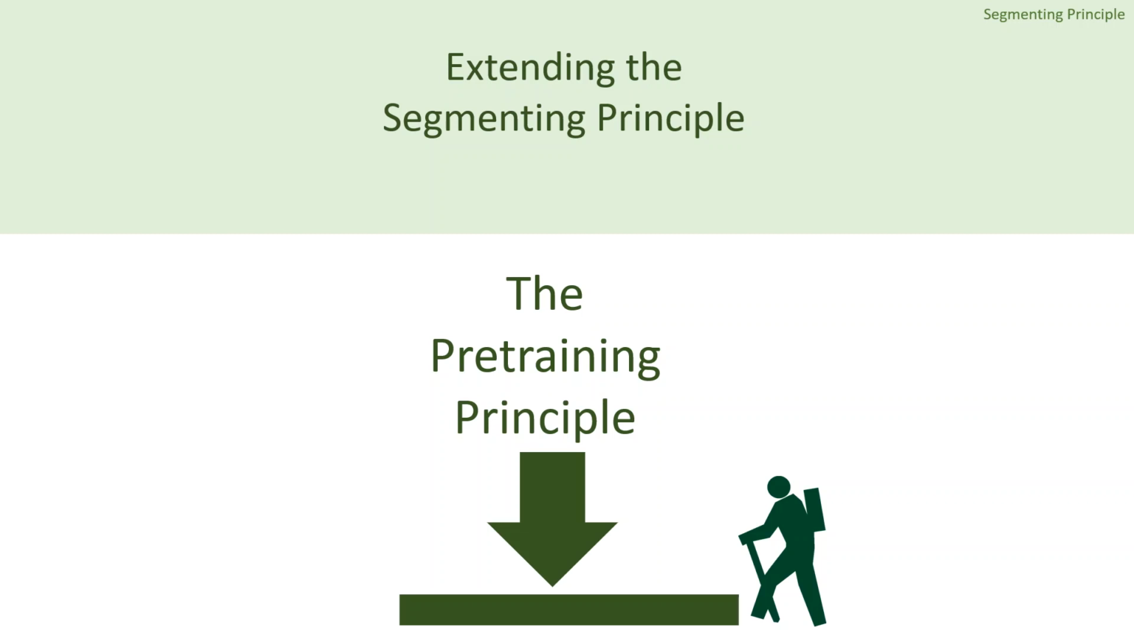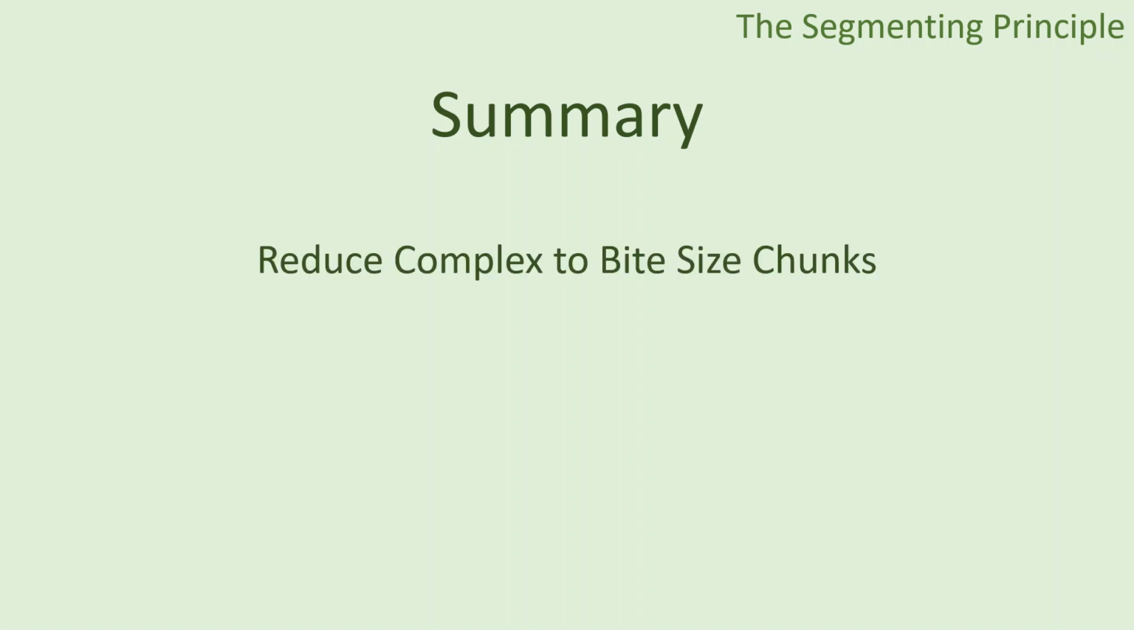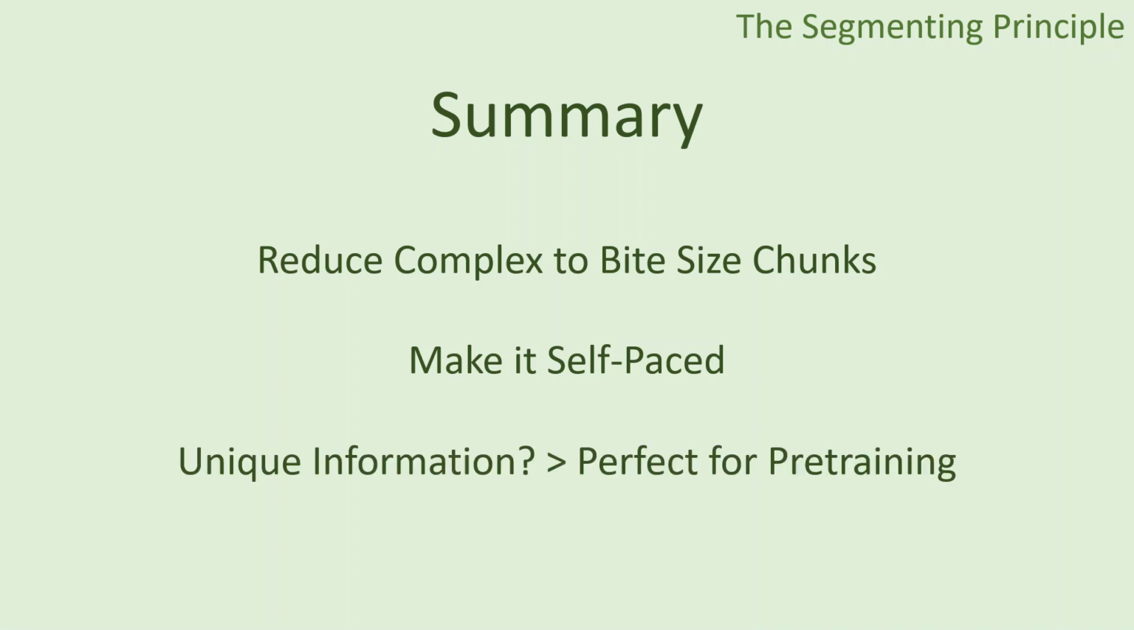So, now to summarize. For complex topics, avoid overloading the learner by removing complexity and give the learner the opportunity to absorb what they've learned before moving on. Also, give them the ability to review topics or ideas that they've already covered. Put the learner in control by making it self-paced. And finally, depending on the complexity of the topic and the uniqueness of the information to be delivered, consider some sort of pre-training.